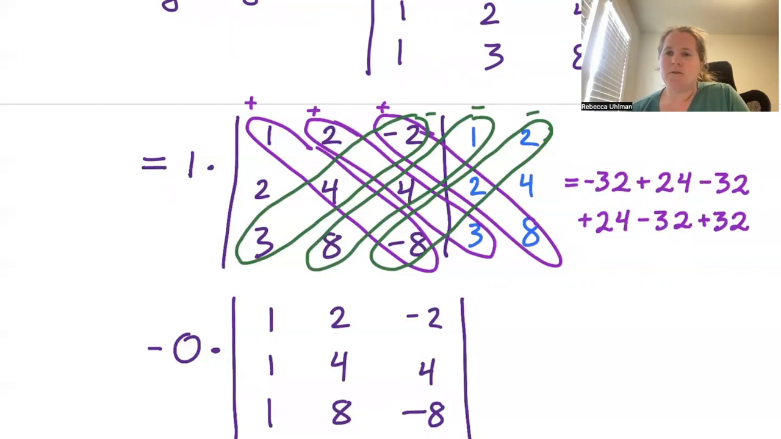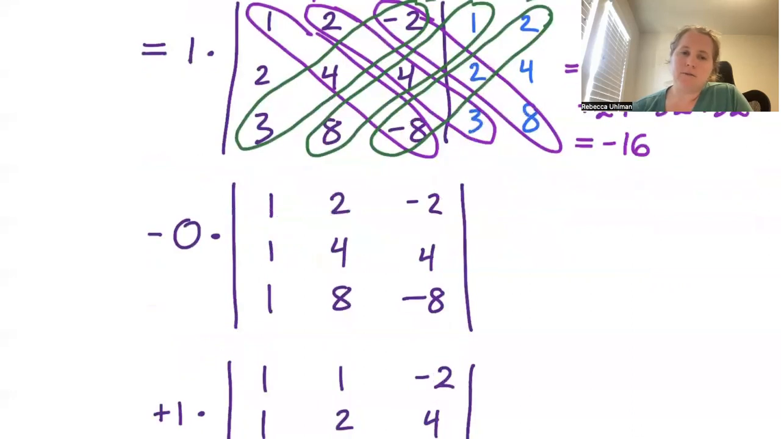So 2 of those 32s cancel each other out. Negative 32 plus 24 is negative 8. And then we have another negative 32 plus 24, so we have another negative 8. This should be negative 16 as our final answer. This next one we can ignore since we're multiplying by 0.